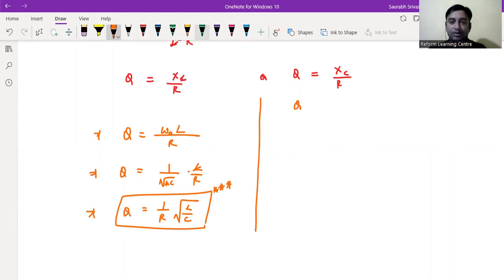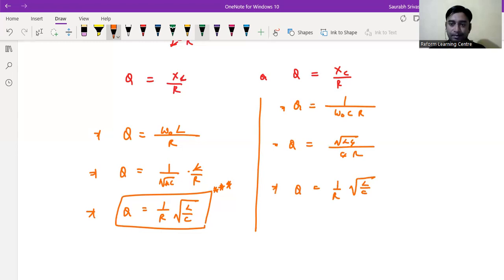Say Q is equal to XC. What is XC? 1 upon omega C. So it will be 1 upon omega naught CR. And what is omega naught? 1 upon under root LC. आप पुट करिए, it will be root LC upon C by R. Again, C and C will be cancelled out. Root in square root. Q will be equal to again 1 by R under root L by C. अब किसी भी फॉर्मूले से निकालें, इंपॉर्टेंट है.